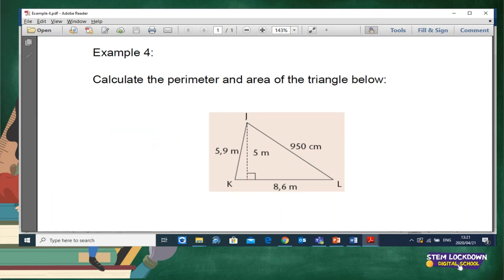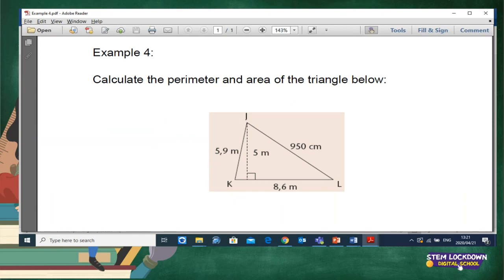I'm going to talk about the last one here, which is example 4. Calculate the perimeter and the area of the triangle below. So we have looked at the square now. We have also looked at the rectangle. Now we are coming back to the triangle. Calculate the perimeter and the area of the triangle below.